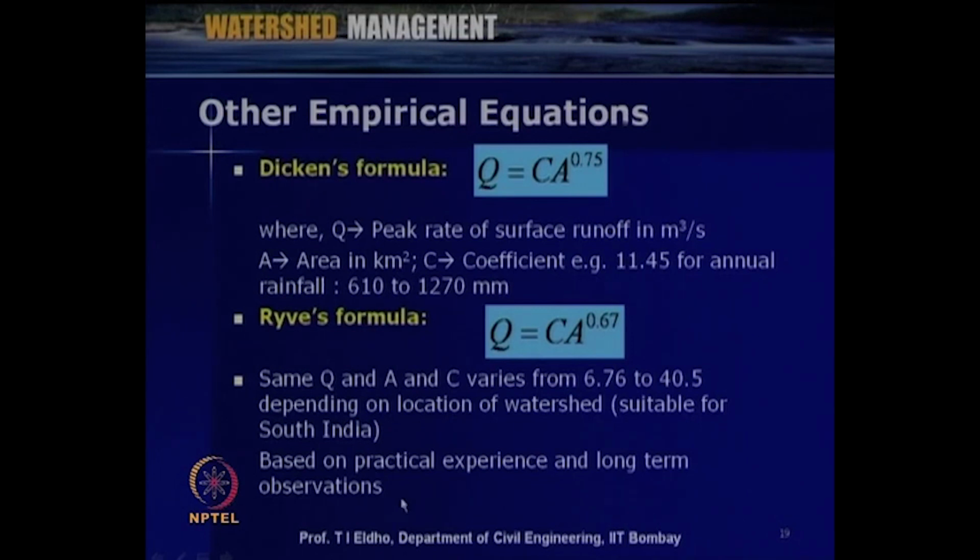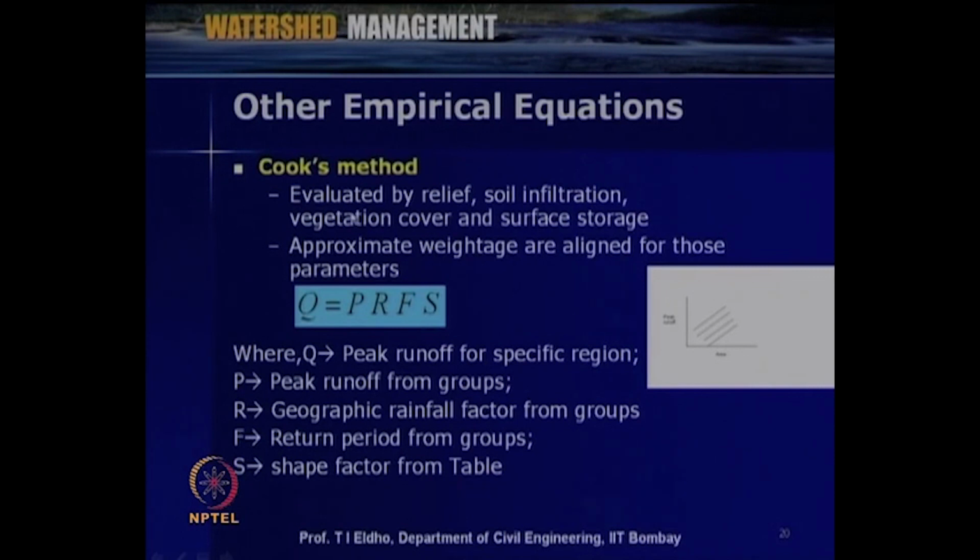These types of equations are based on practical experience and long-time observations, so we cannot apply them anywhere. Wherever they were developed by considering the rainfall and runoff conditions, for that particular area we can utilize them. Another empirical equation is Cook's method. This method is based upon relief, soil infiltration, vegetation cover and surface storage. The equation is Q = P R F S.